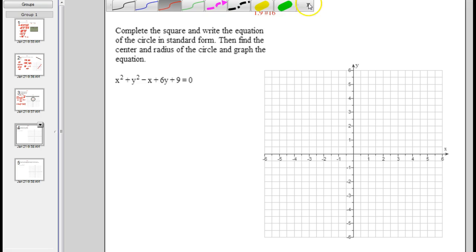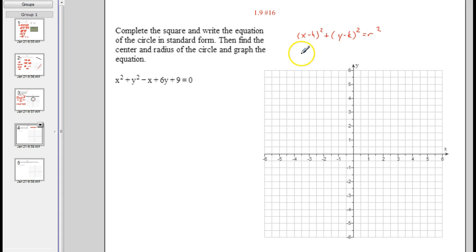Hello 171 class, this is another example from 1.9. This is problem number 16. For this particular problem, we're supposed to take this expanded version of a circle and write it in the standard version that we're used to, with the center and the radius visible to us. So remember, that's the (x minus h) squared plus (y minus k) squared equals r squared form. That's what we're expected to do here.